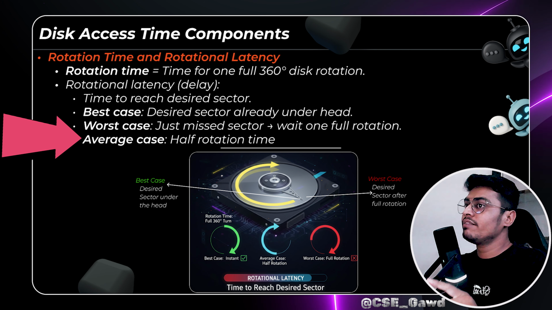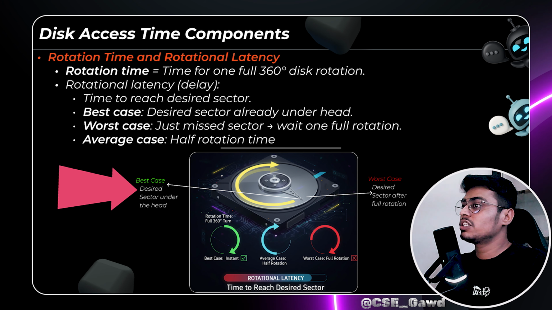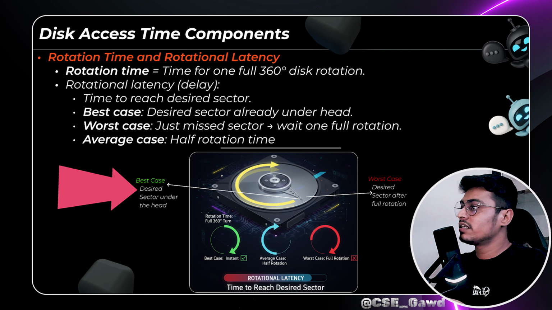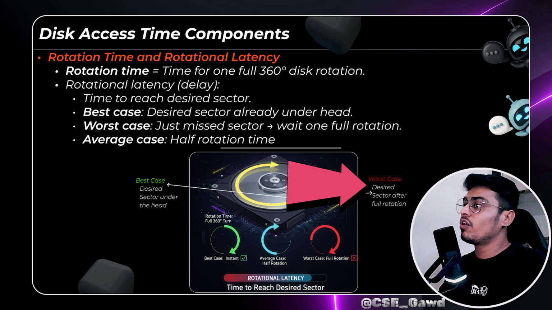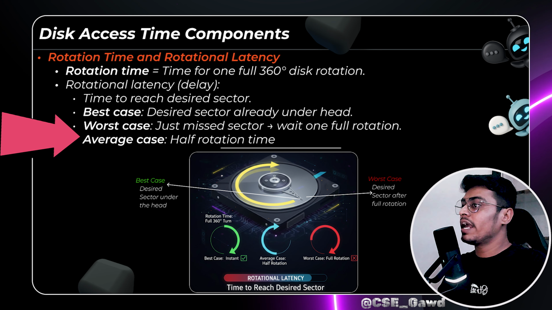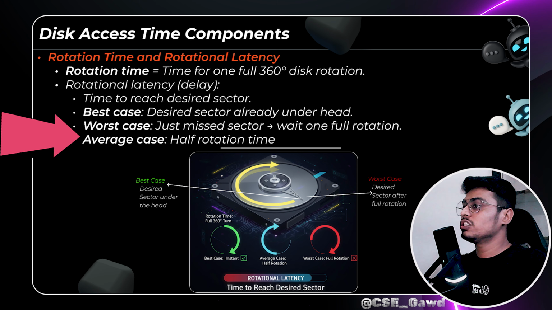Why half? Again, we take the average case. In the best case, the desired sector is right under the read-write head when we reach the track. In the worst case, we just miss the sector and have to wait for one complete rotation. On average, we wait for half of a rotation. So this is rotational latency.